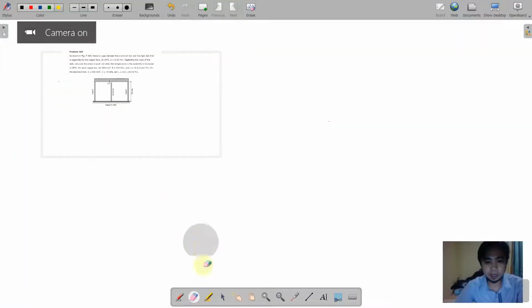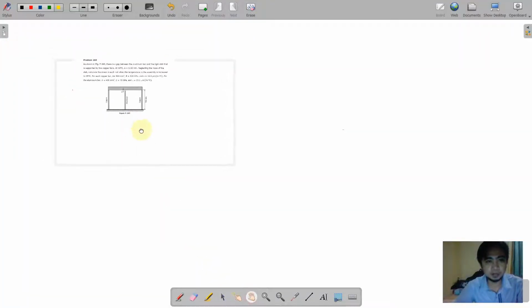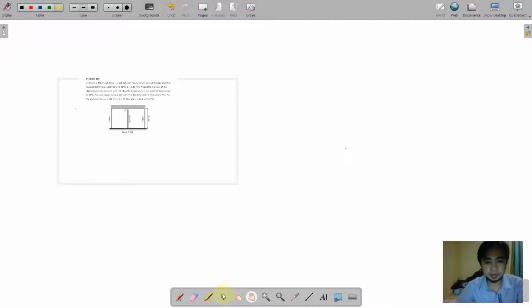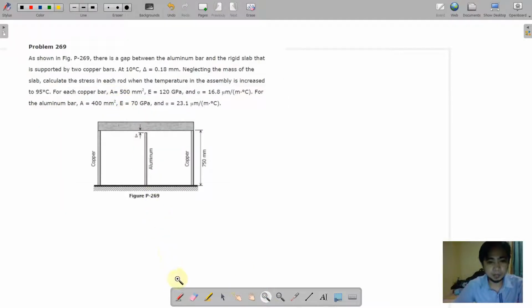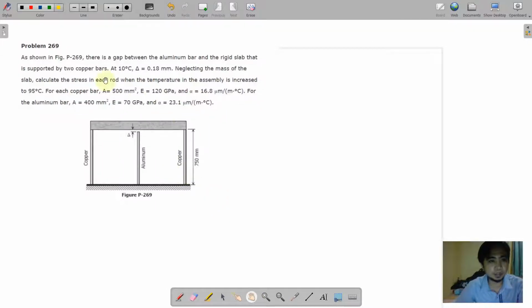Okay, so welcome again. This time we are going to have additional examples on thermal stress. I have adapted a problem from the book of Hibbeler. This is problem 269.